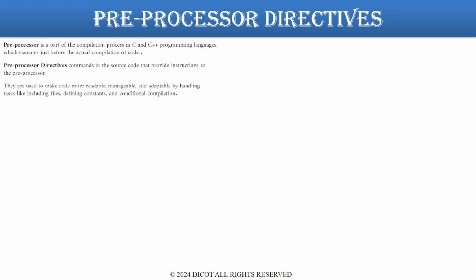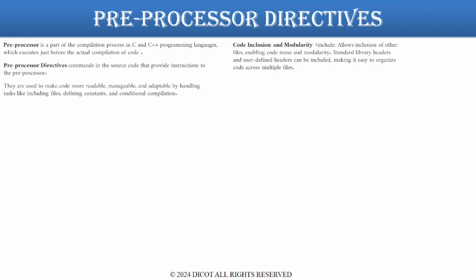Code inclusion and modularity. #include allows inclusion of other files, enabling code reuse and modularity. Standard library headers and user-defined headers can be included, making it easy to organize code across multiple files. Example: #include <stdio.h>. stdio.h is a standard library header. #include "myheader.h". myheader.h is a user-defined header enclosed in double quotes.